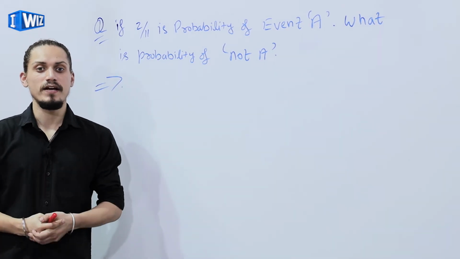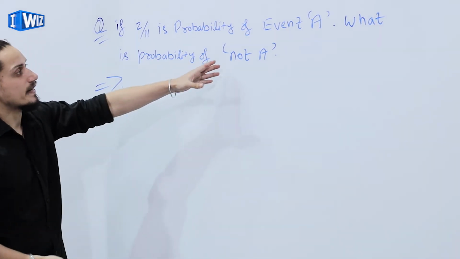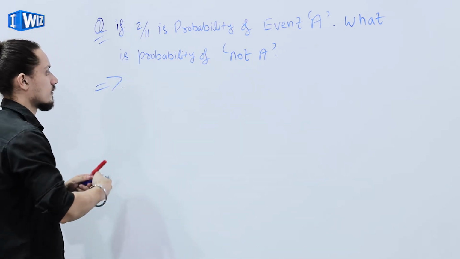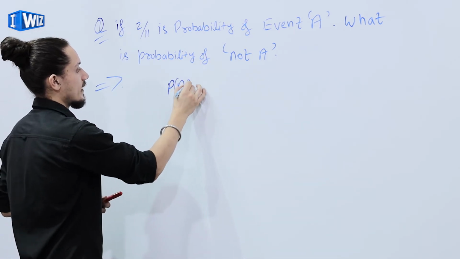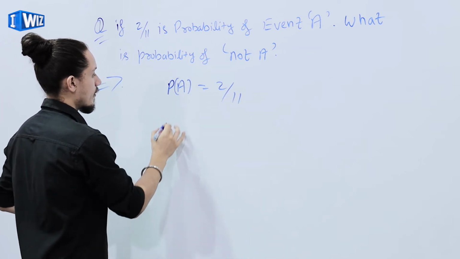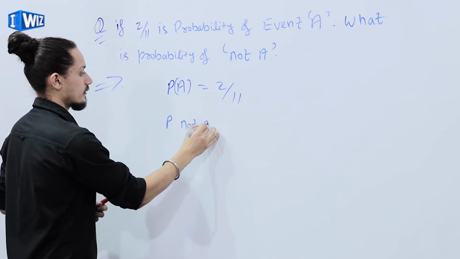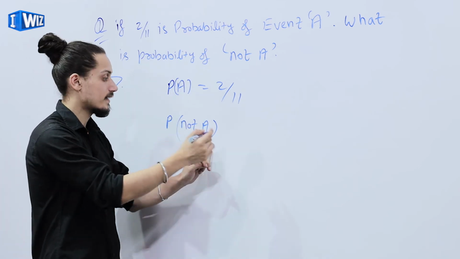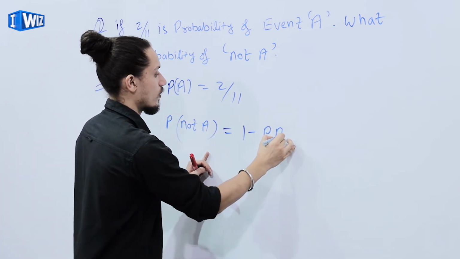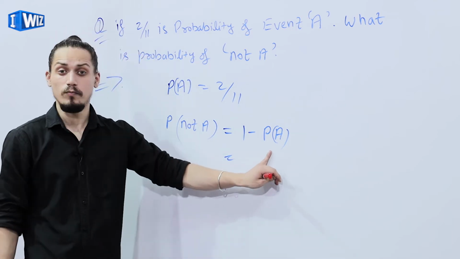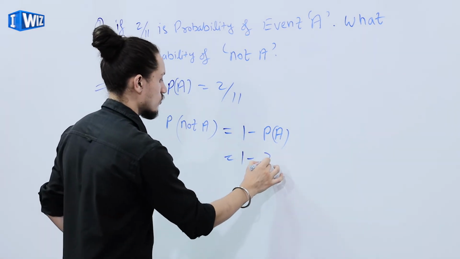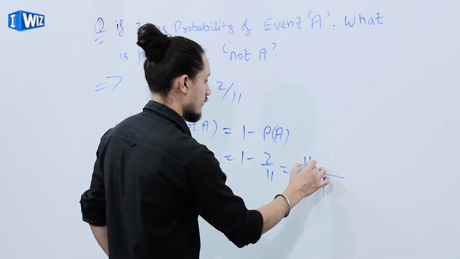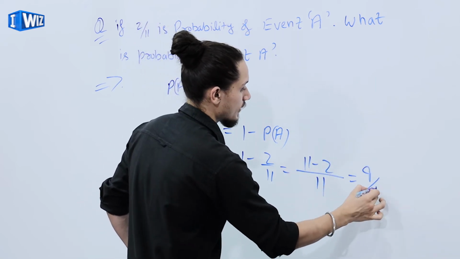Now in this example, we are given if 2 by 11 is the probability of an event A, what is the probability of event not A? Given probability of event A is equal to 2 upon 11, we have to find probability of not A. And we know probability of event not A is equal to 1 minus probability of event A. So we have the value of probability of event A, putting it we get 1 minus 2 upon 11, taking LCM 11 in denominator, 11 minus 2, which is equal to 9 upon 11, and hence the result.